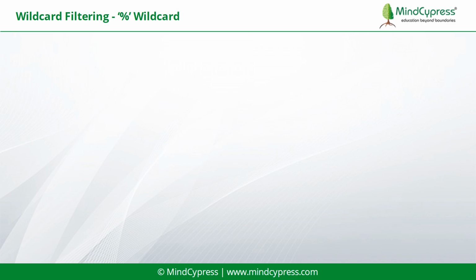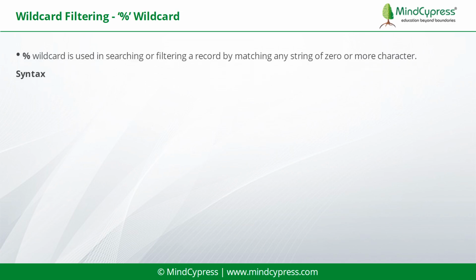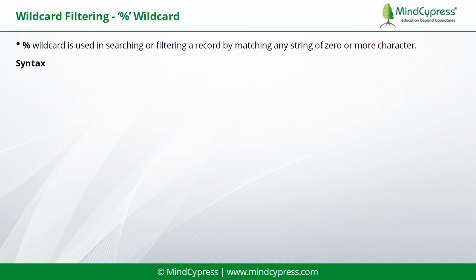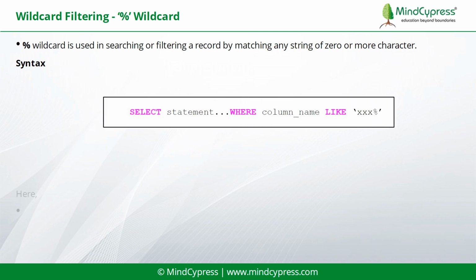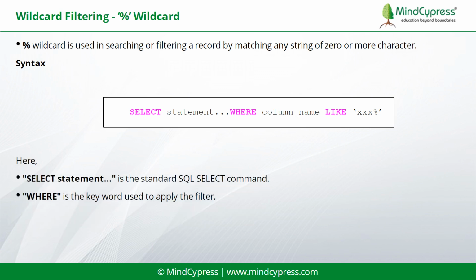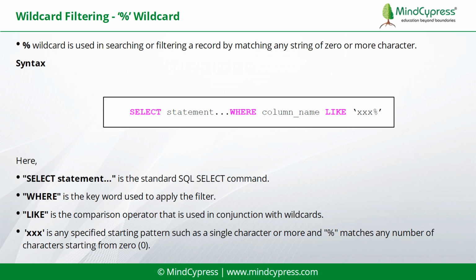Wildcard filtering, %wildcard. The % wildcard is used in searching or filtering a record by matching any string of 0 or more characters. It has the following syntax. Here, select statement is the standard SQL select command. Where is the keyword used to apply the filter. Like is the comparison operator that is used in conjunction with wildcards. XXX is any specified starting pattern, such as a single character or more, and % matches any number of characters starting from 0.